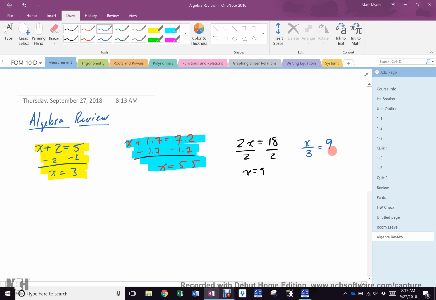You multiply. It's 27. Why? You multiply by 3 to get rid of the 3. That gets you x by itself. Then you do the same thing over here, and x is 27. You could cross multiply if you wanted. That's the next move. You could do that. 1x is 27. Everybody can do one step, yes? Yes. Excellent.